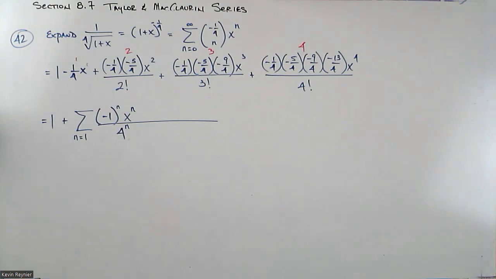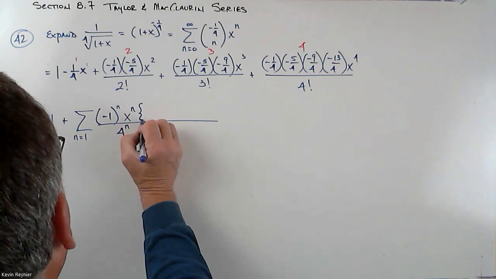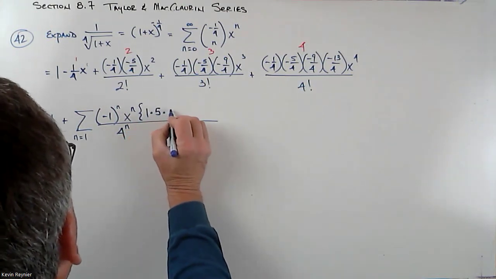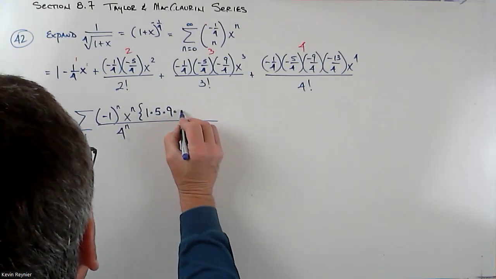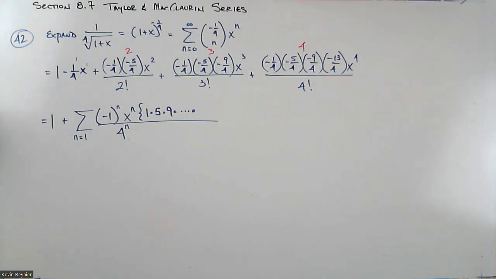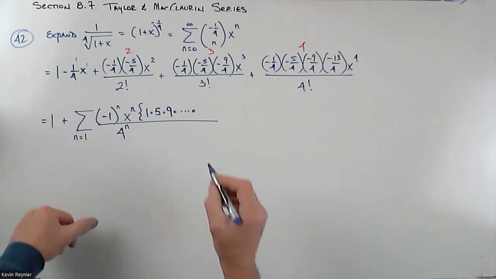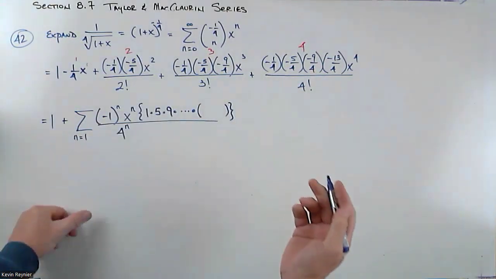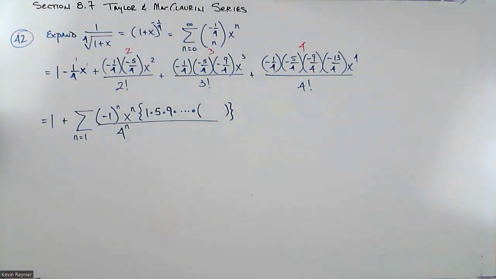And then remember, we're doing the binomial. We're doing the binomial. And the way we do the binomial is we write these people down. 1 times 5 times 9. And then we go dot, dot, dot, times. And then how do you come up with the general expression? Trial and error. Right? Trial and error.